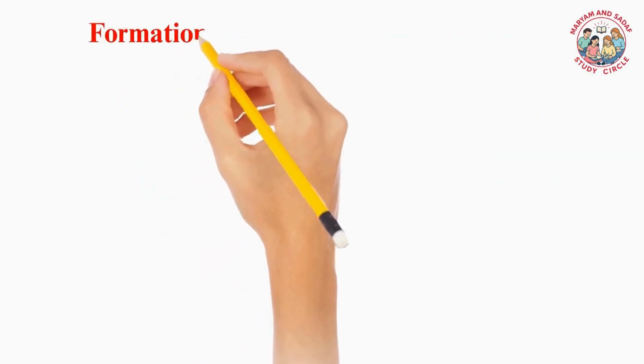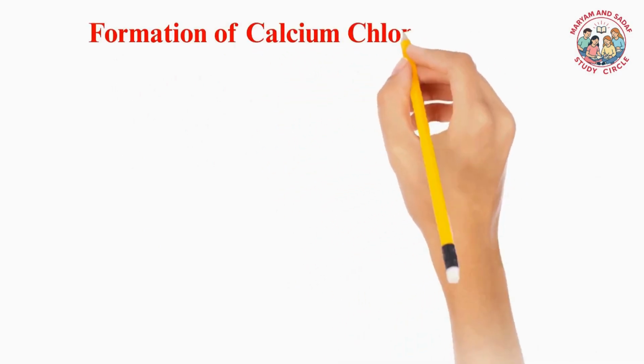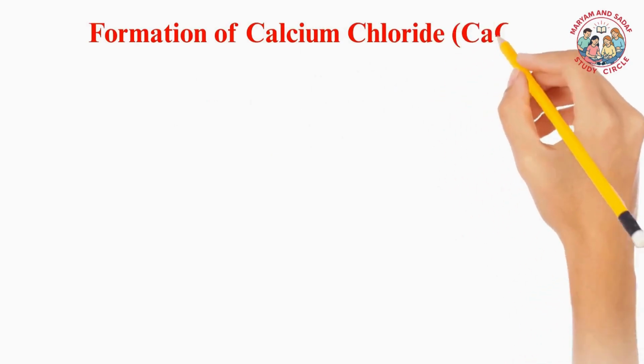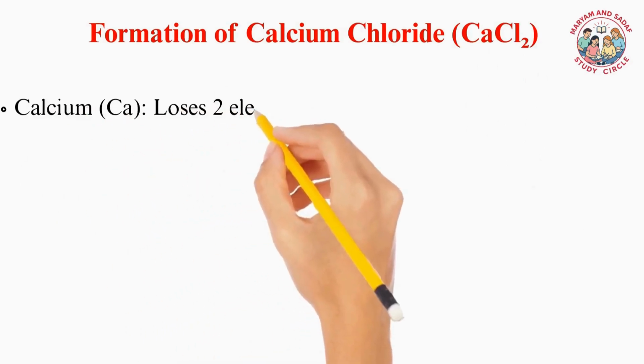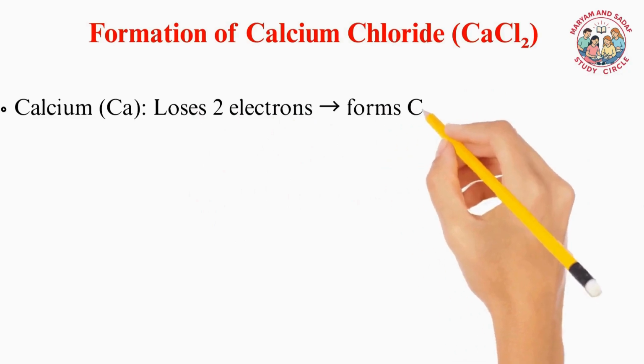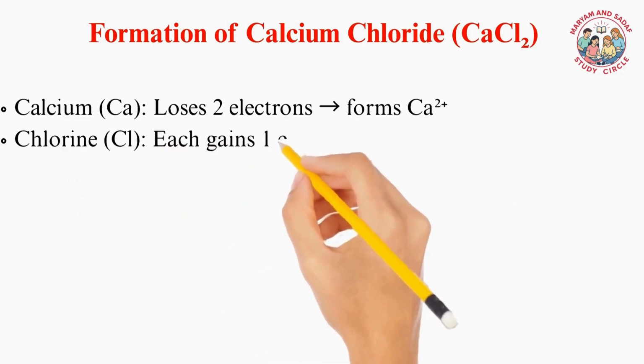Formation of calcium chloride. Calcium loses 2 electrons to form a calcium ion. Each chlorine gains 1 electron to form 2 chloride ions. The reaction is given.